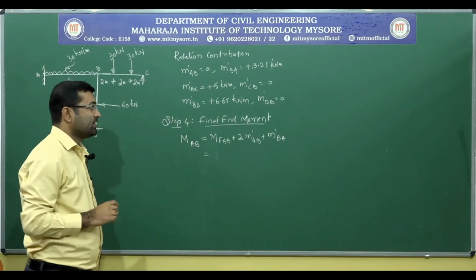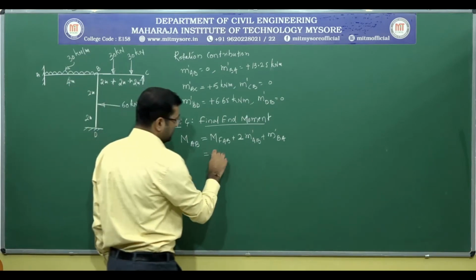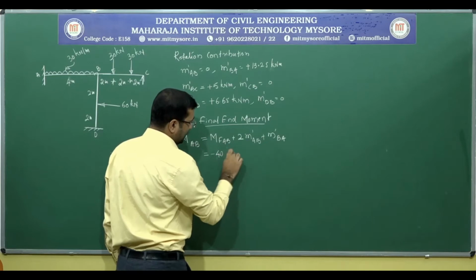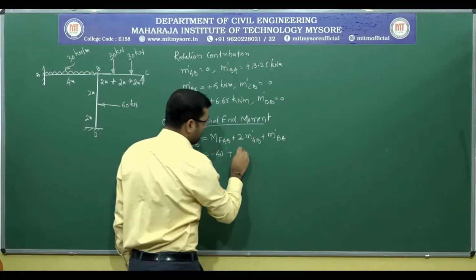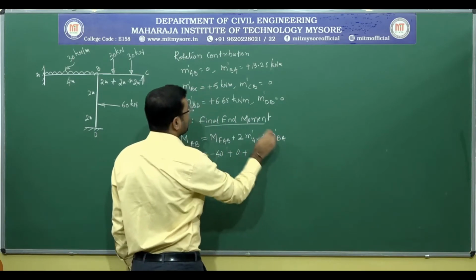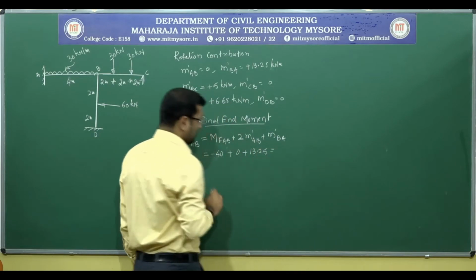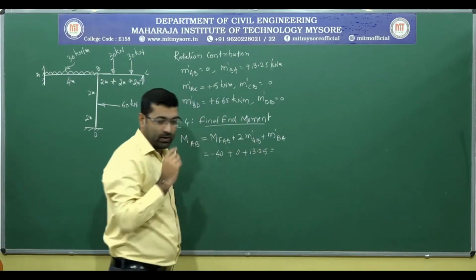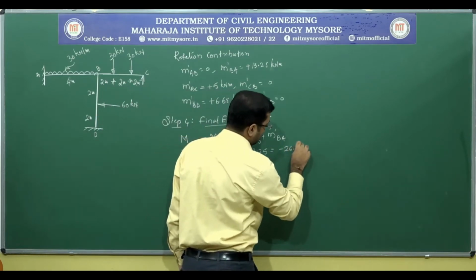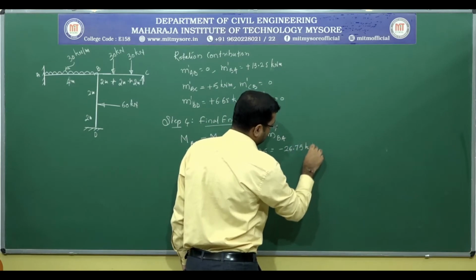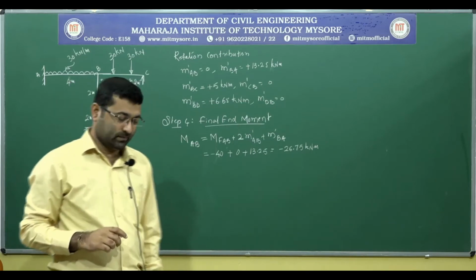As per our calculations, MFAB is minus 40 kilonewton meter, plus M dash AB which is 0, plus M dash BA which is plus 13.25 kilonewton meter. So this gives you a value of minus 26.75 kilonewton meter as the final end moment.